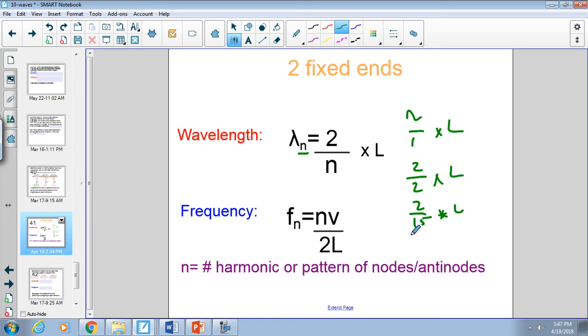Alright, frequency, same idea. N represents what harmonic you're on. V is the speed or velocity of the wave. And then L is the length of the medium or string or whatever it's going through.